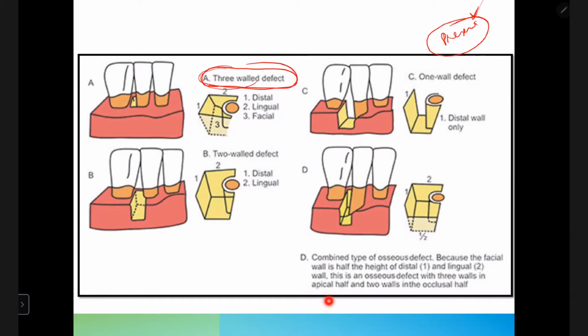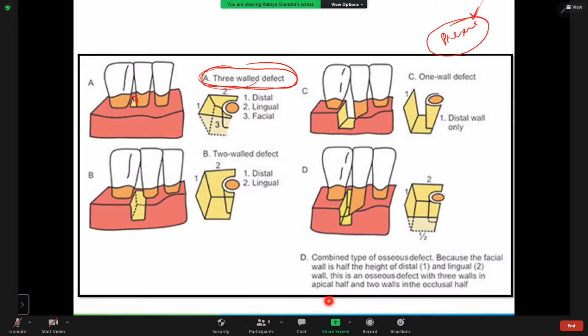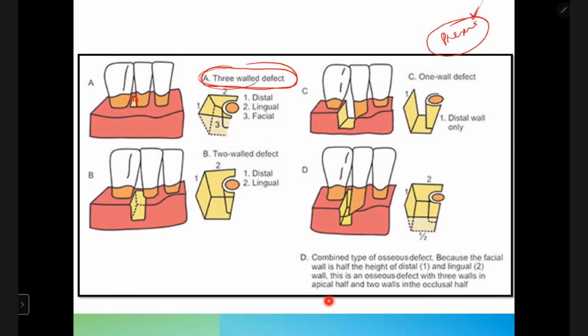So here, if you can observe in the picture, the mesial wall is lost. So we have the distal wall, facial wall, and the lingual wall. The mesial wall is lost. Now how many walls are present? 3 walls are present, right? 1 wall is missing. So if 3 walls are present, it is called a 3-walled defect.